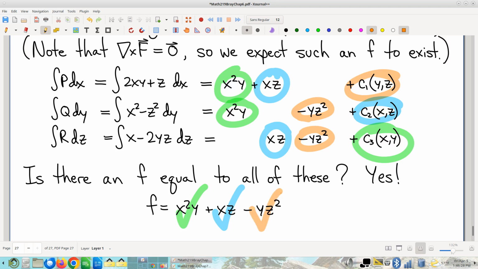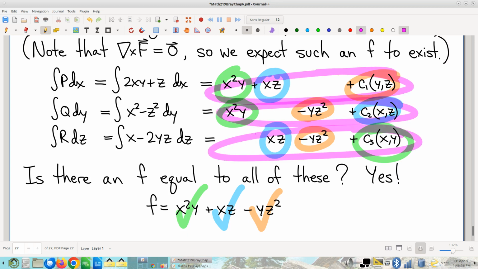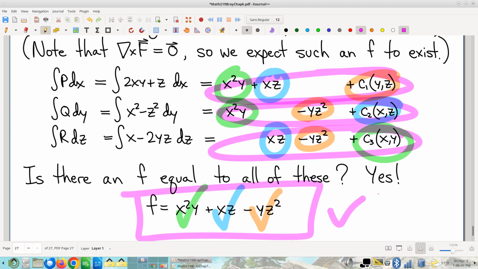So conveniently, having chosen these partial constants as indicated, all three of these expressions are the same. So there is a function that's equal to all three of these things. That's it. Wouldn't you also need a plus C in the final function? Oh, yeah, you could. You could, yeah.